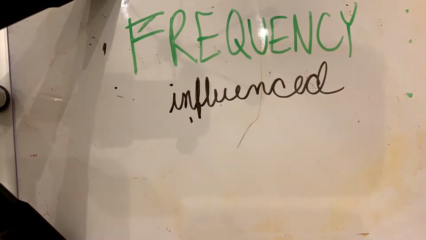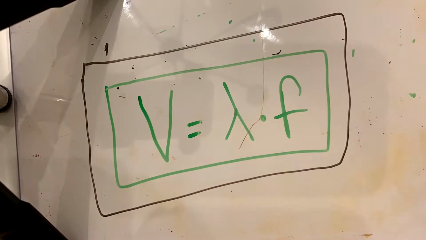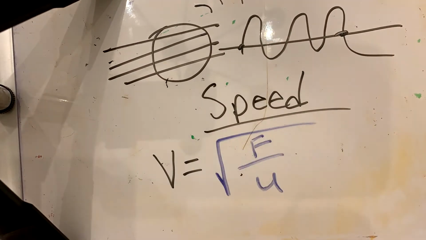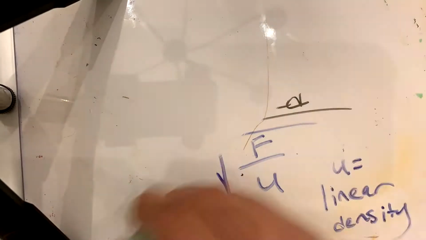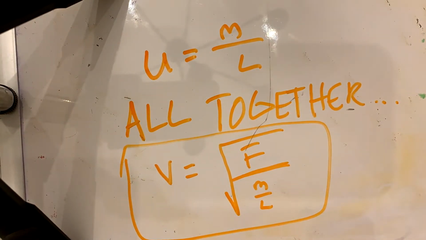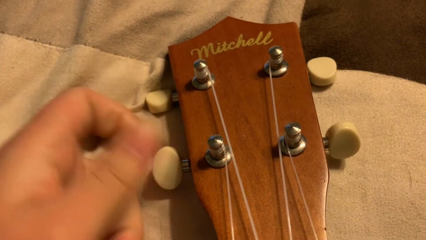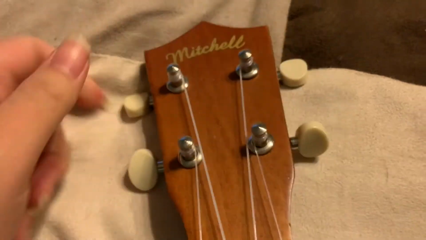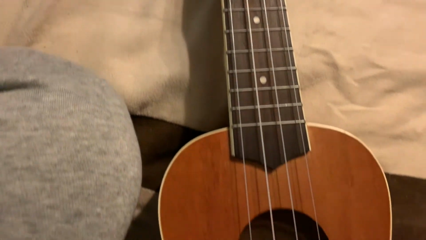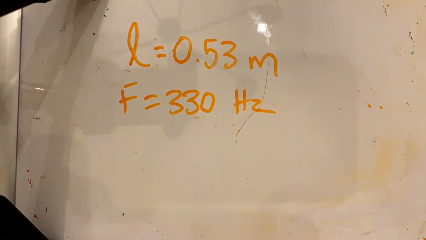You can see how frequency is influenced by tension by looking at this equation: V equals wavelength times frequency. Speed of the wave also equals V equals the square root of F over U, where U is the linear density of the string, U equals M over L, so putting this all together, V equals the square root of F over M over L. So what we can take away from that equation is that tension plays a very vital part in helping make the frequencies. So you can see these tuners are very important in making sure that your instrument plays properly and to the right sound. Let's do a practice example.